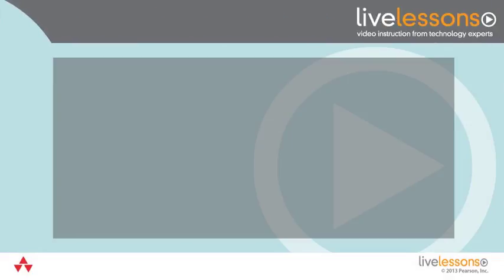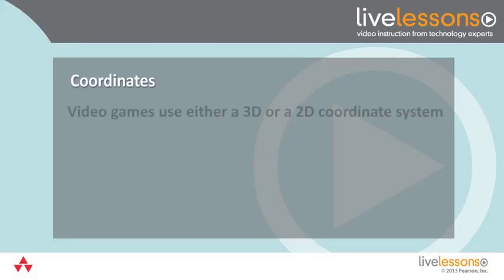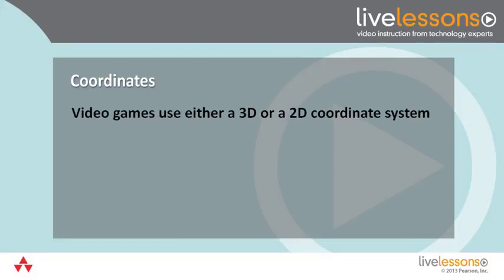Before we can begin making games, we need to understand how objects are represented in our game worlds and how they relate to each other. Now, video games use either a 2D or a 3D coordinate system that's based off of a Cartesian coordinate system. Basically what that means is that we are going to pick some point as our origin, and everything else is going to be in relation to that point.